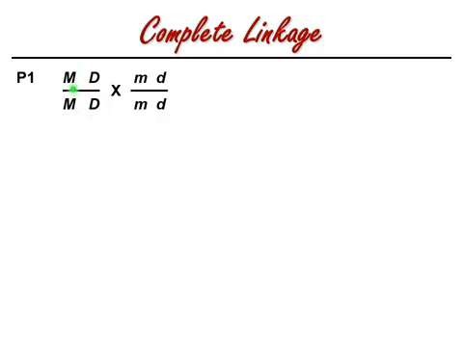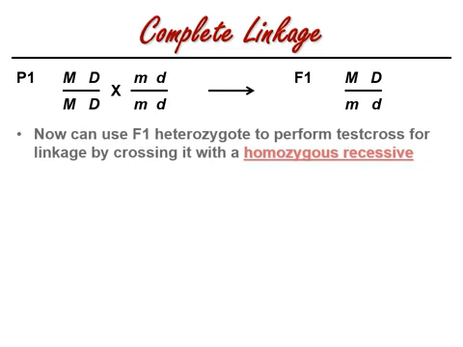So they're homozygous dominant, homozygous recessive, and then the F1 is going to have big M, big D, little m, little d. So it's going to have a chromosome with big M, big D, and a chromosome with little m, little d, because we're thinking complete linkage, right? I'm showing you an example of complete linkage. And so now, if we want to test this idea of complete linkage, we can use this F1 heterozygote and we can perform a test cross.